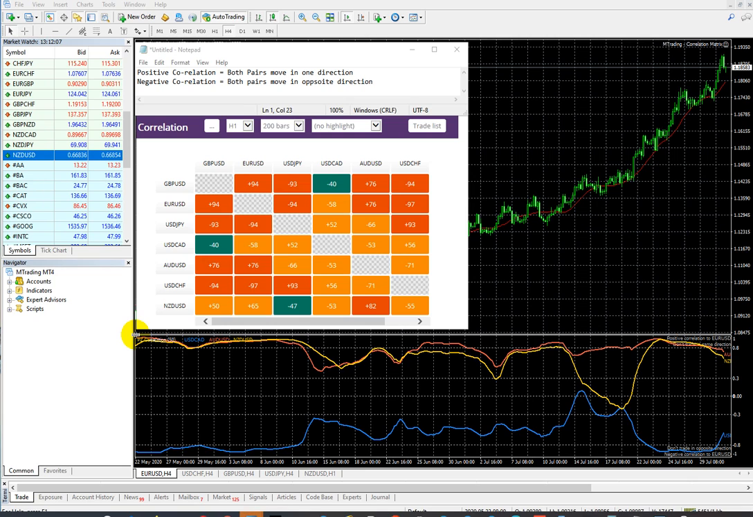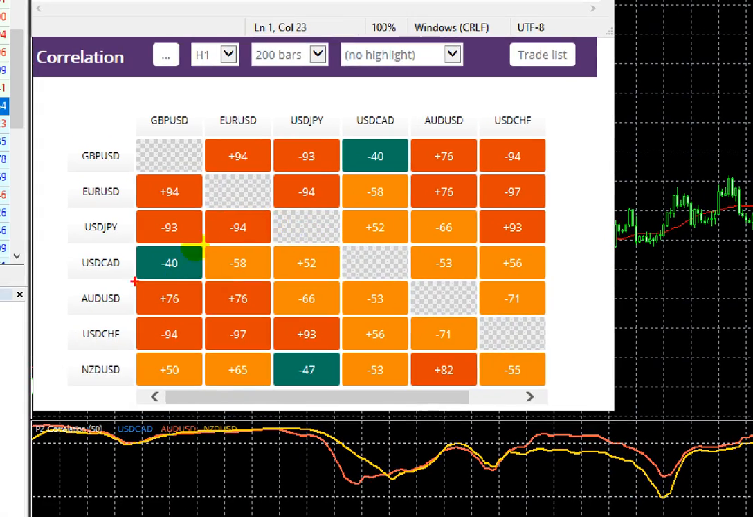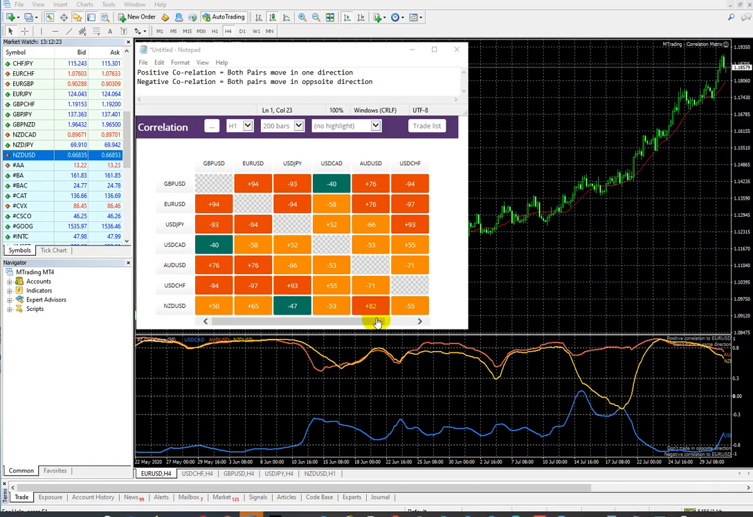In the same way, let's check AUD/USD and USD/CAD. This is USD/CAD, and against that we are checking AUD/USD. The value is minus 53. Minus 53 means both will move in opposite directions. It means if USD/CAD is going up, then AUD/USD will be going down.